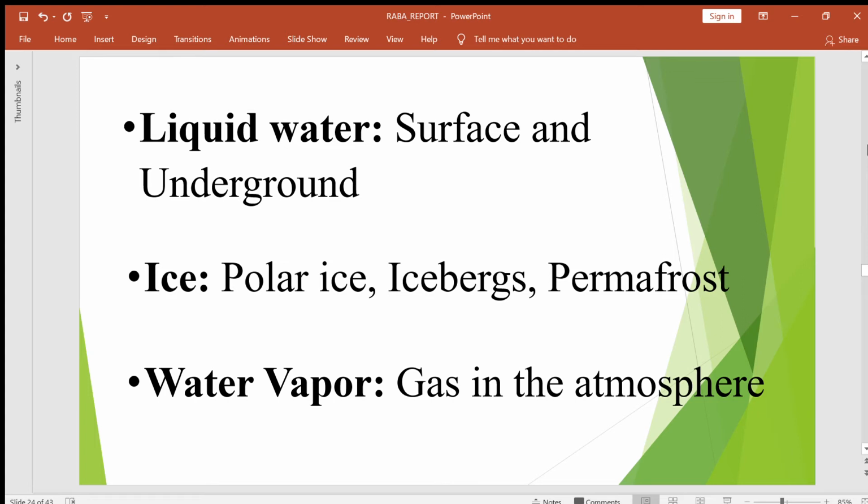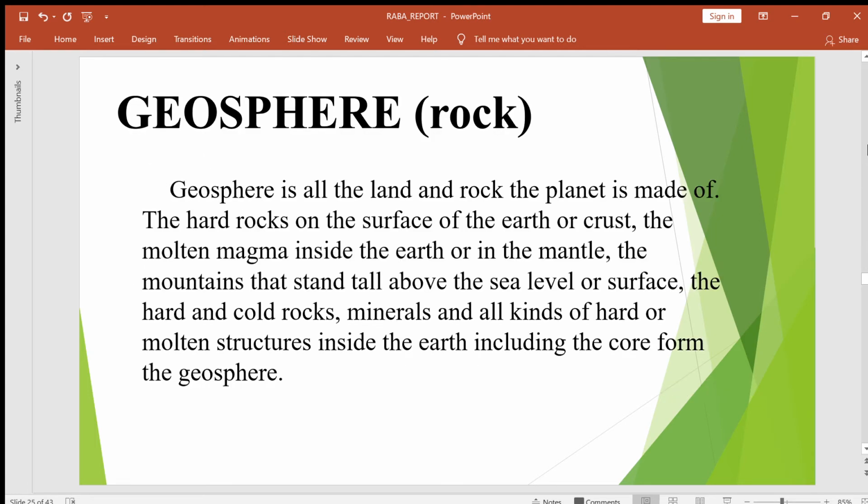Water moves through the hydrosphere in a cycle. Water collects in clouds, then falls to Earth in the form of rain or snow. This water collects in rivers, lakes, and oceans. The water then evaporates into the atmosphere to start the cycle all over again. This is called the water cycle.